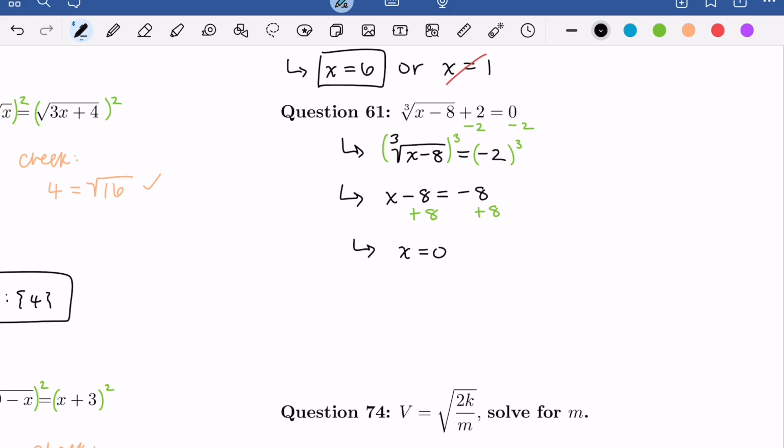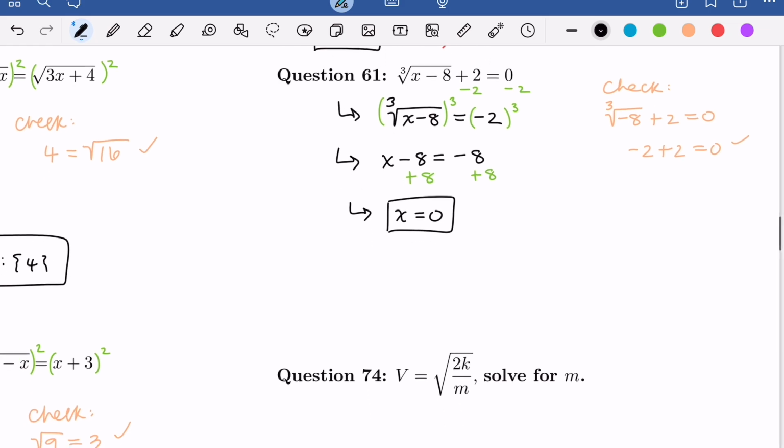And so again, we just want to check this guy. We always have to do this when we're using this power rule property here. So we're going to plug in 0 into our original equation here. Doing that, we're going to get the third root of negative 8 plus 2 is equal to 0. Well, we know the third root of negative 8 is negative 2, and negative 2 plus 2 is equal to 0. So this guy is going to be a solution.